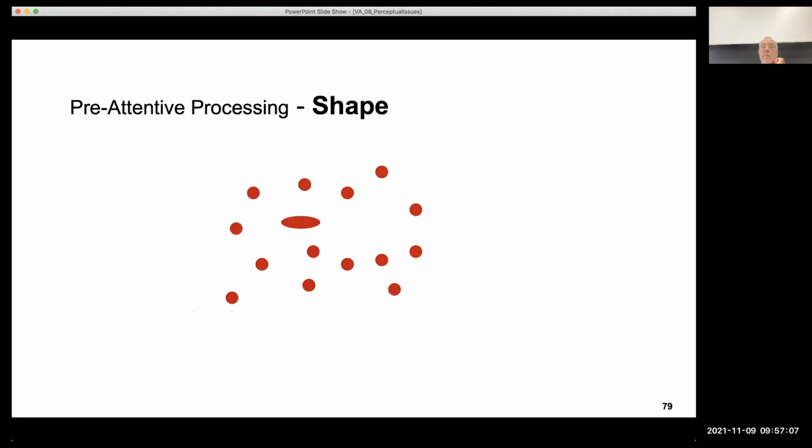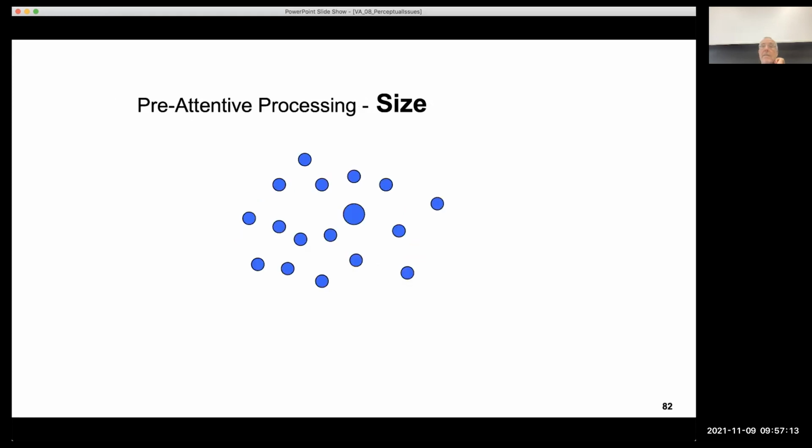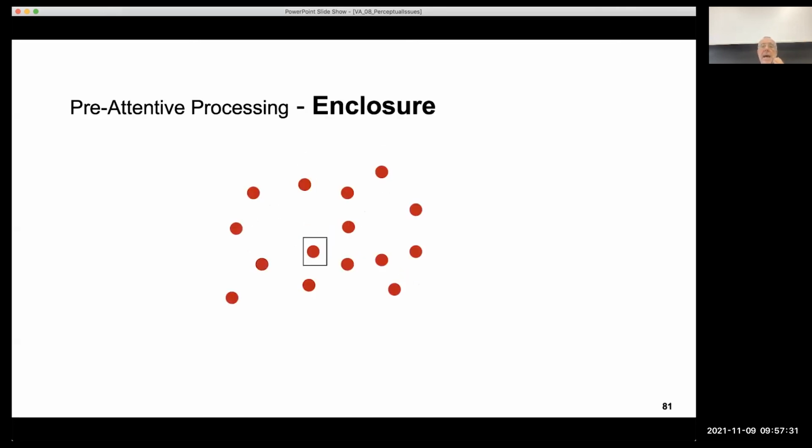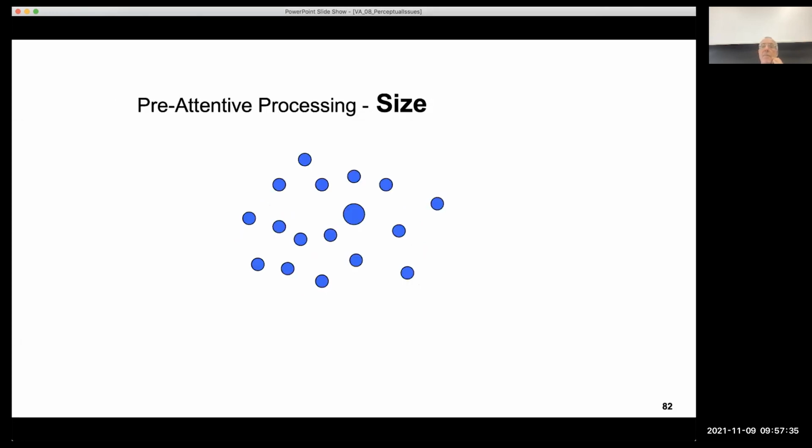Shape, color, enclosure, size, motion. The idea is that you perceive this motion at the same time, even if you have 100 or 1000 elements on the screen. The number of distractors does not affect the time of response. The same is for the size, for the enclosure, for the color, and so on.